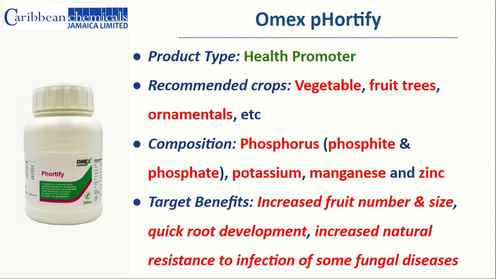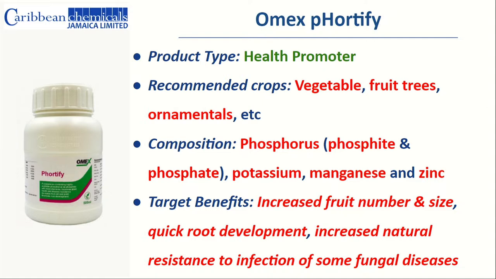So you're getting faster root development, right? And once you have bigger roots, you can uptake more nutrients. And then don't leave out the potassium, which aids in pushing that growth and also fruit development. So it's very important. And two last aspects, your manganese and your zinc.